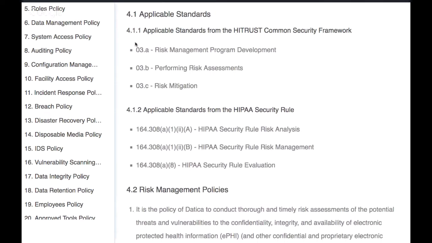So for the applicable standards, it looks like there are 3 applicable standards from HITRUST CSF. They are a risk management program, performing risk assessments and risk mitigation. And there are 3 applicable standards from the HIPAA security rule. They are the HIPAA security rule risk analysis, HIPAA security rule risk management, and HIPAA security rule evaluation.